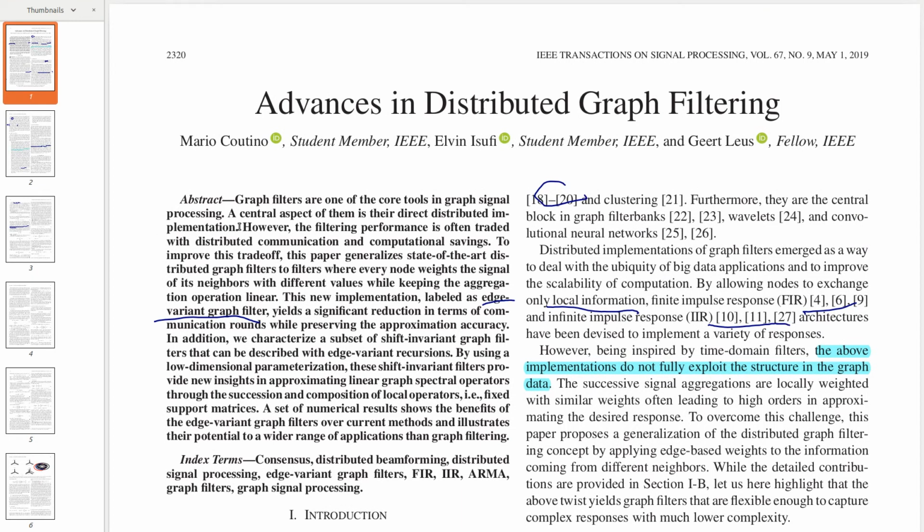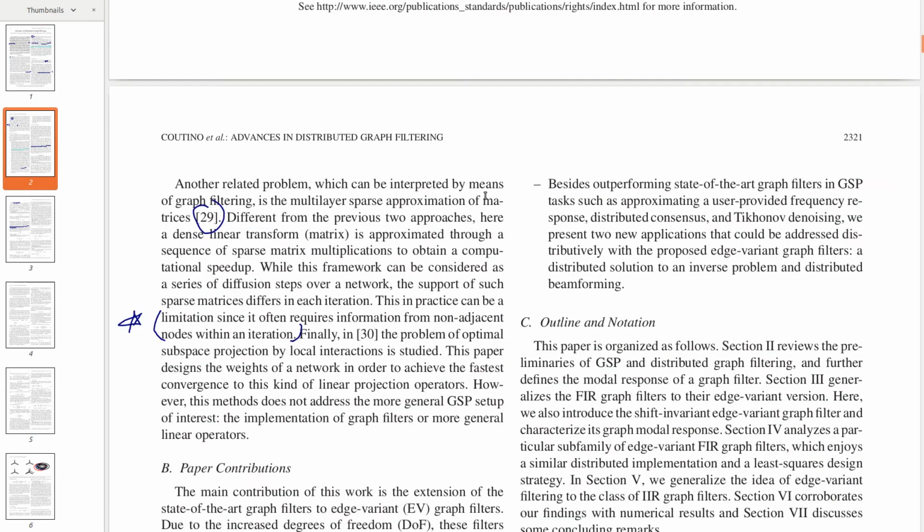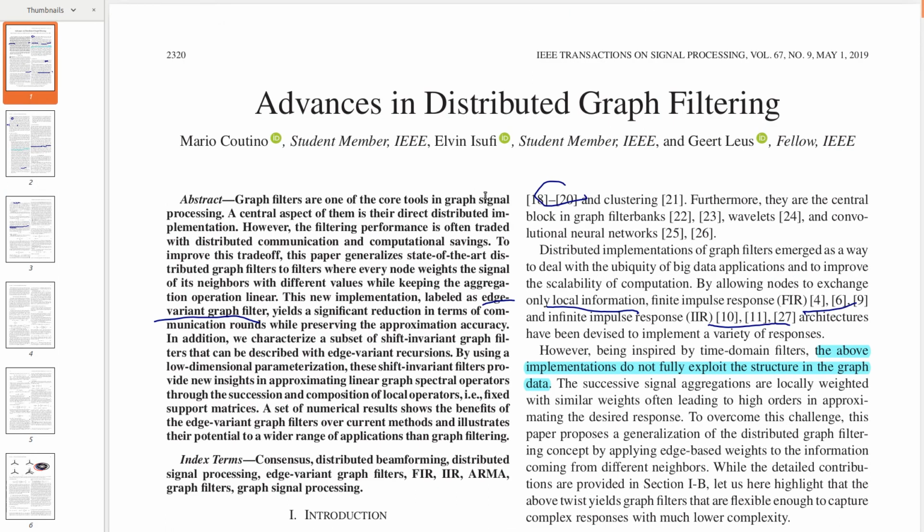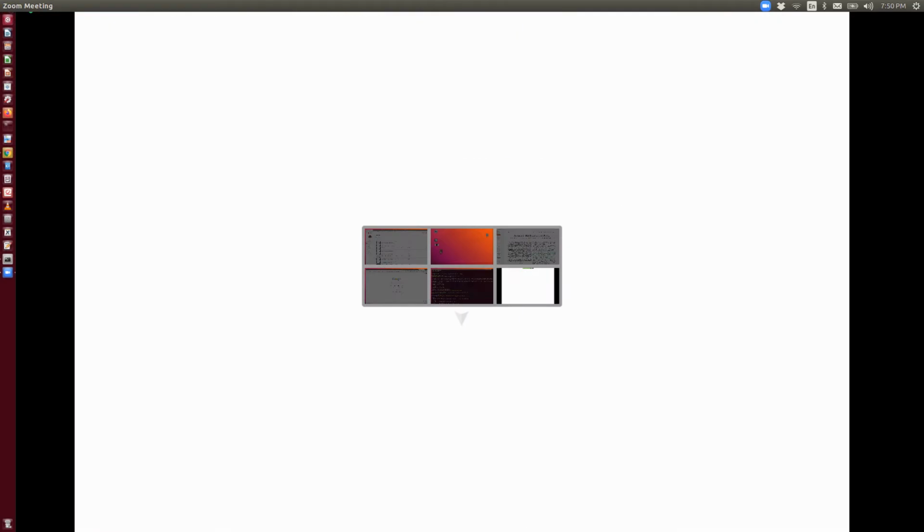Hi there. So I'd like to talk about this so-called graph filter paper. It's a pretty recent paper, from last year. I guess before getting into the paper, I need to talk a little bit about the title, Advances in Distributed Graph Filters, by these authors here. I guess I need to have a quick review or explanation of the graph filter.